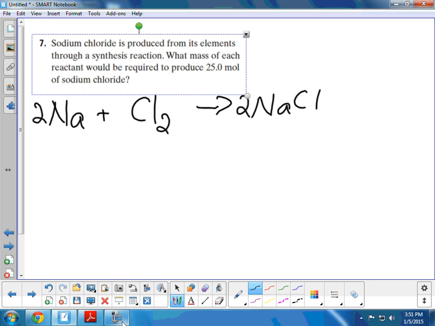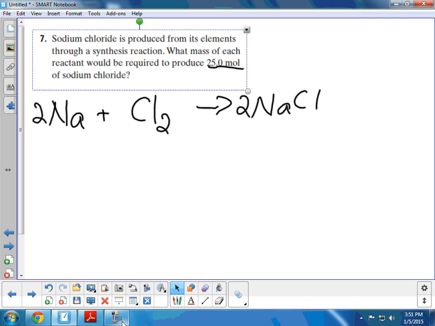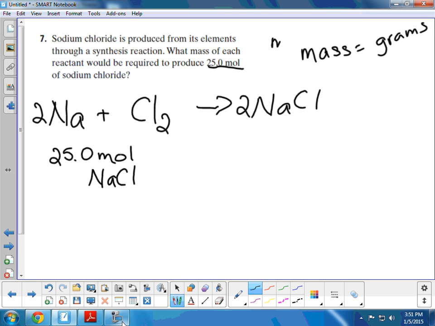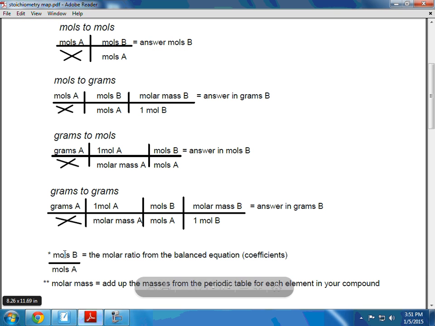So now it says what mass of each reactant would be required to produce 25 moles of sodium chloride. So they gave us 25 moles, and we're trying to find grams of each reactant. So when we see the word mass, its units are always going to be grams. All right, so we're going to start with what they give us. We have moles of NaCl, and we're trying to find grams of a reactant. So we're going from moles to grams.